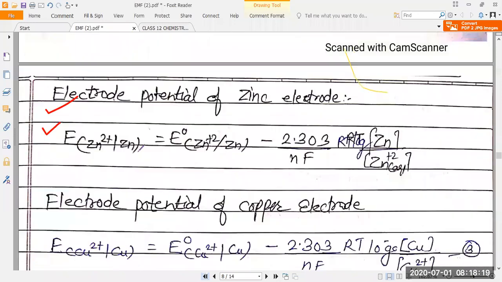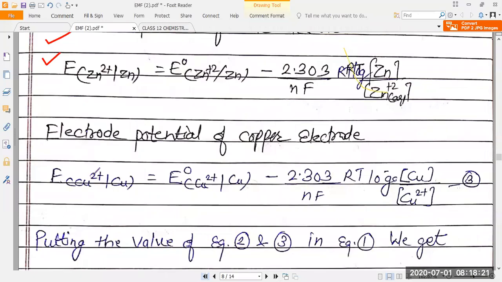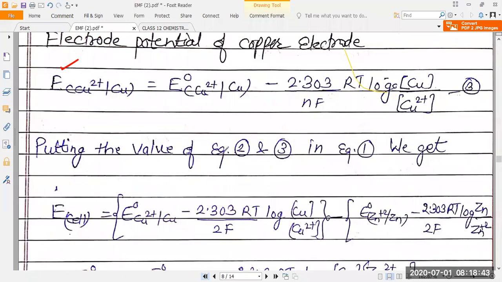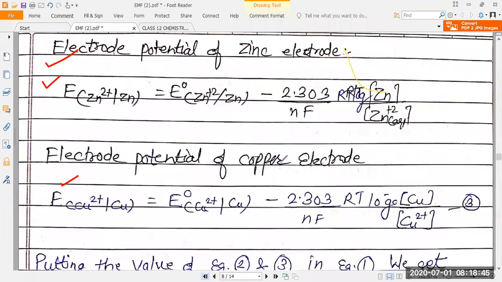These data are the same. This is the electrode potential for the copper electrode, and it is found in the same manner: E Cu2+/Cu equals E naught Cu2+/Cu minus 2.303 RT divided by nF log [Cu]/[Cu2+]. This is the log Q. Now we put the values of equations 2 and 3 in equation number 1. This is equation number 1.